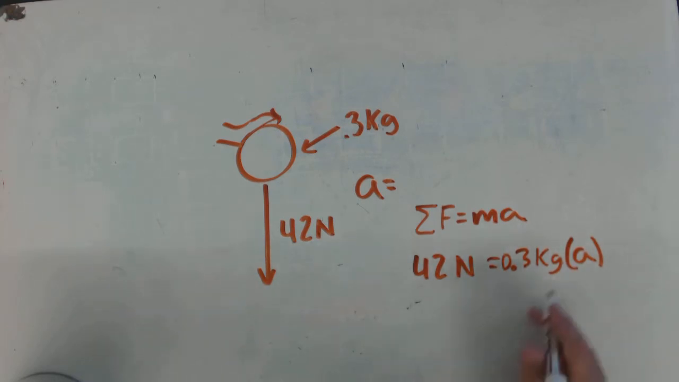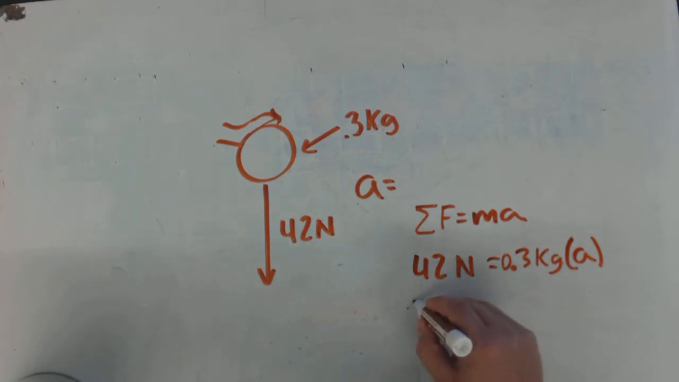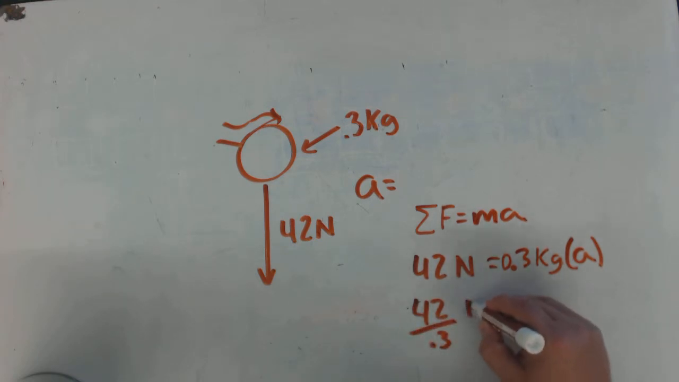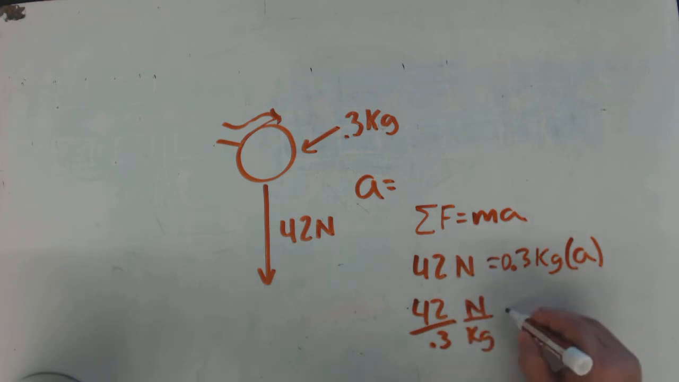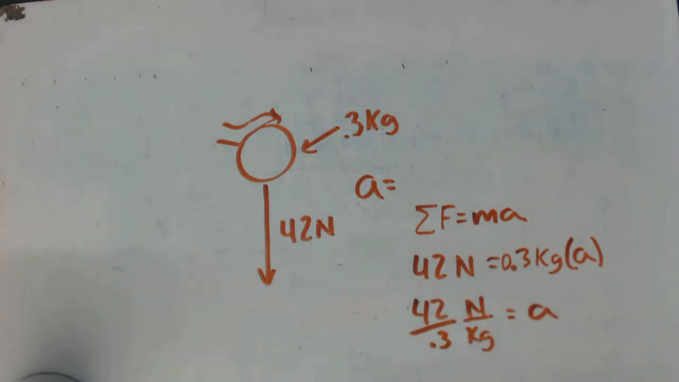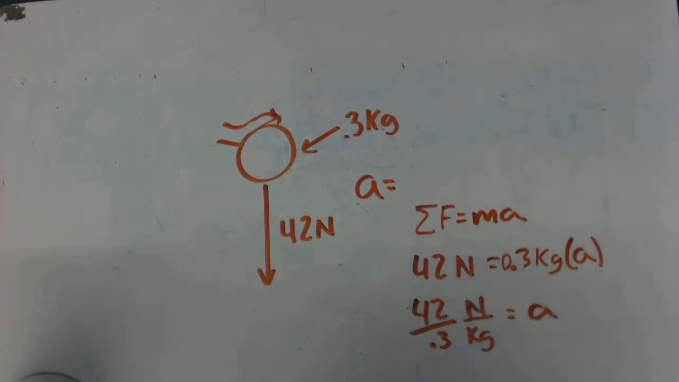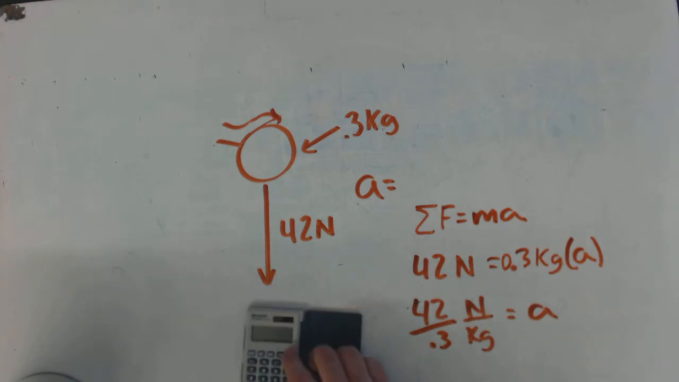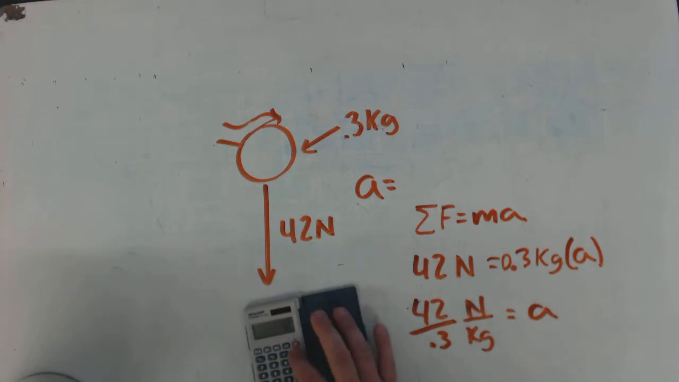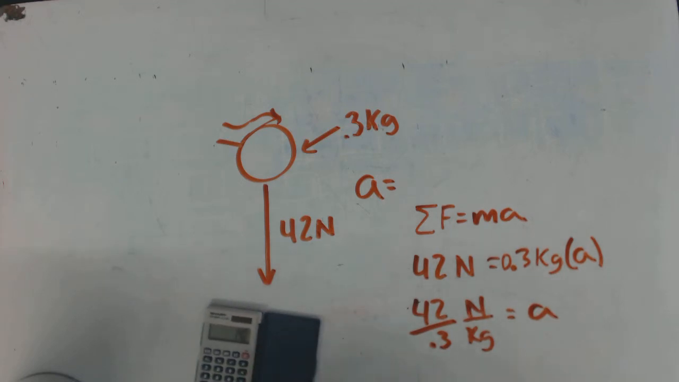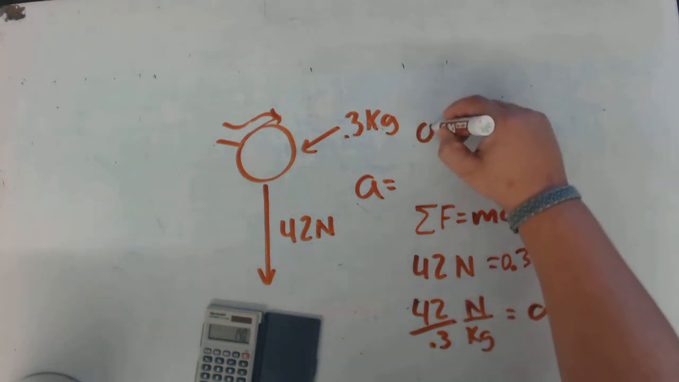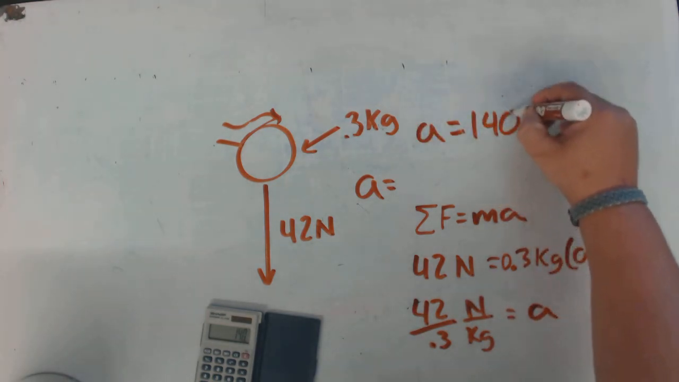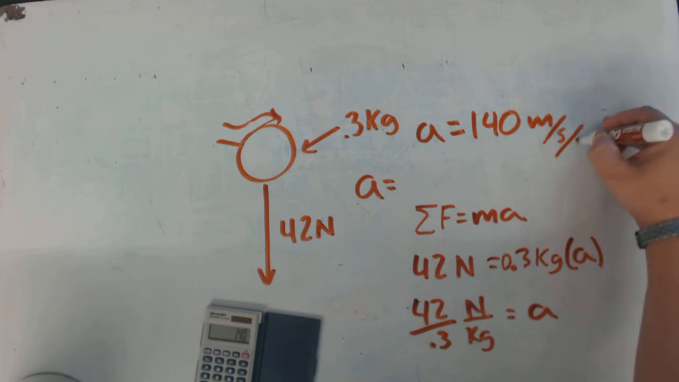Solving for a, I move the 0.3 over to the other side, and I'm left with 42 divided by 0.3 newtons per kilogram. Well, that translates into meters per second squared. From there, I just break out my calculator and say 42 divided by 0.3 equals 140. So the acceleration of my volleyball is going to be equal to 140 meters per second per second.